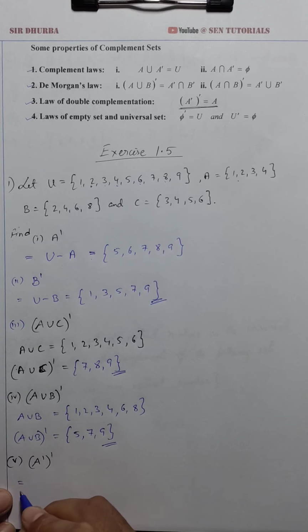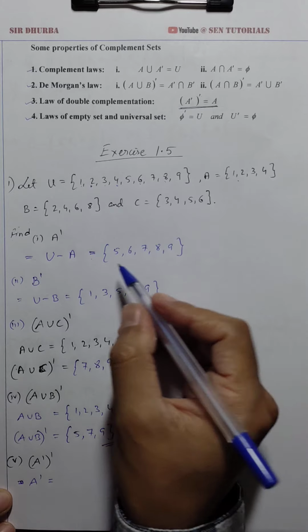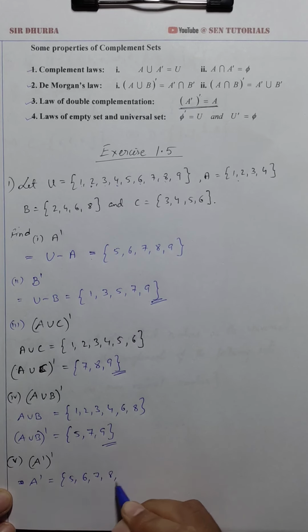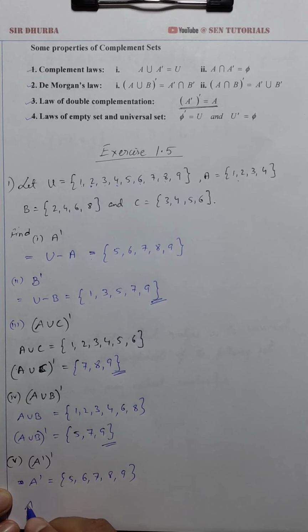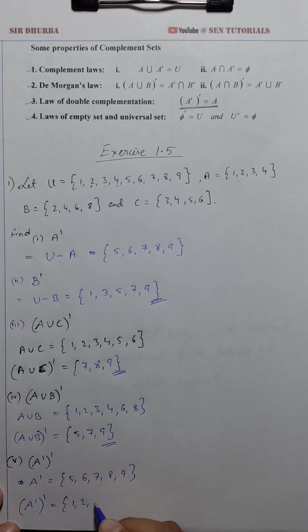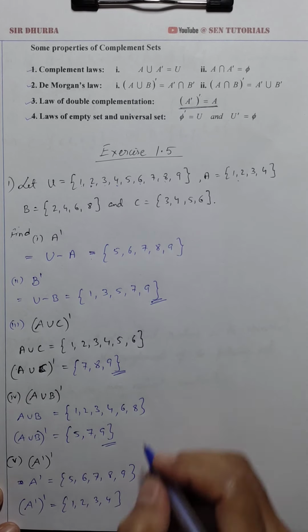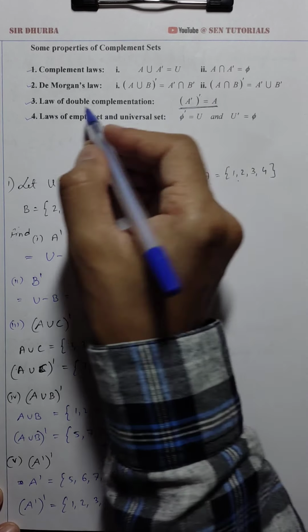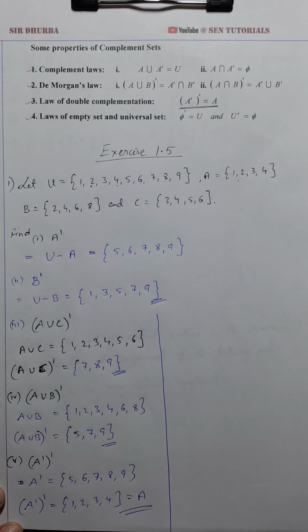What is going to be A complement? A complement we have already got here, that is 5 6 7 8 9. Then what will be the complement of A complement? That is all the elements leaving aside 5 6 7 8 9. So that will be 1 2 3 4. Isn't it the set A? So that's somehow proved, this law of double complementation. All right, what's the last one?